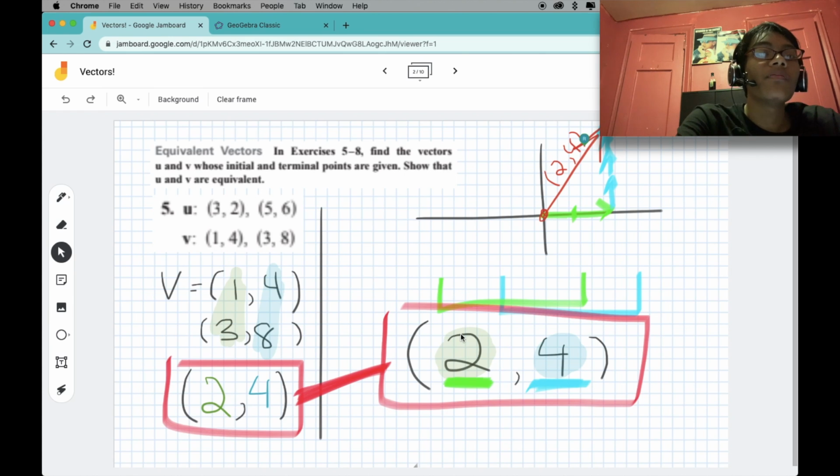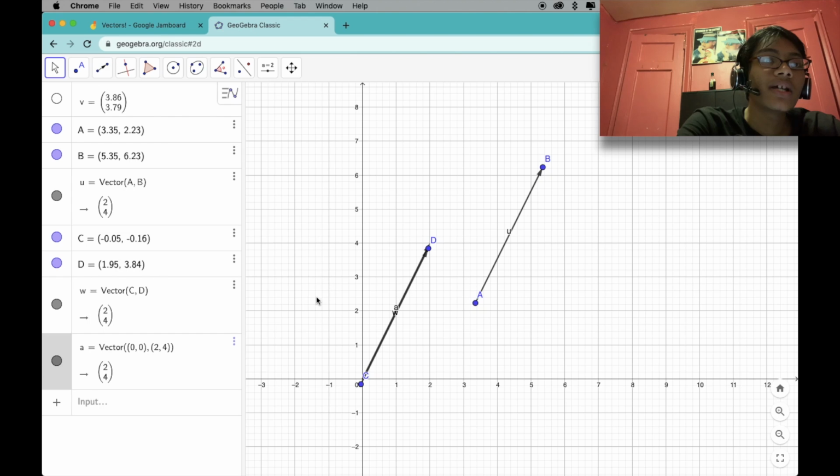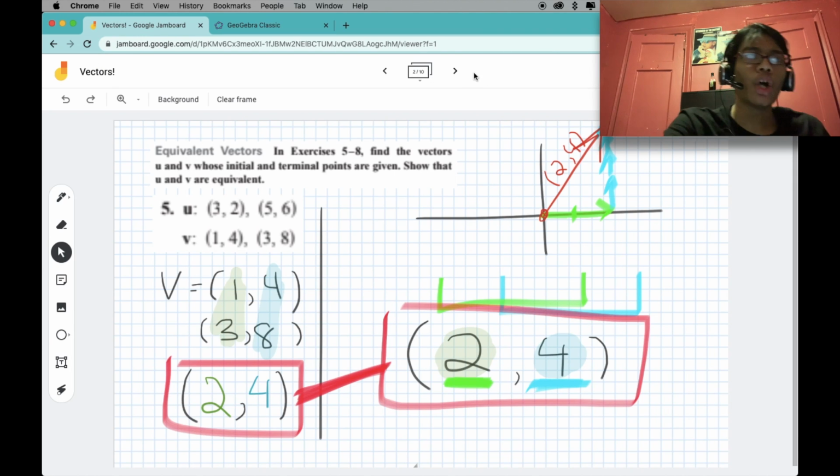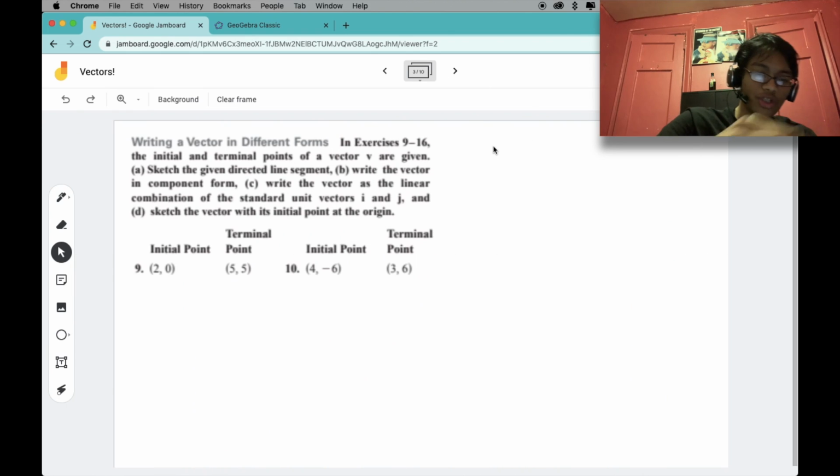Right? And if you match that up with what we get in GeoGebra, it looks exactly the same, right? Okay, so that's question number 1. Not too bad, not too bad. Okay, let's move on to the next question, ladies and gentlemen.